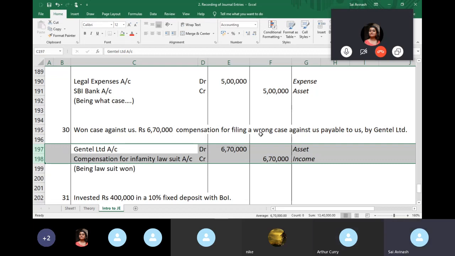And this can be in a different way. For example, let us say the compensation is not something that you receive as cash. Let us say the compensation is that they have to buy us new machinery. Even then, this is the same transaction because I'm getting a benefit, and the income need not be just in cash. An income is basically a benefit I'm getting.